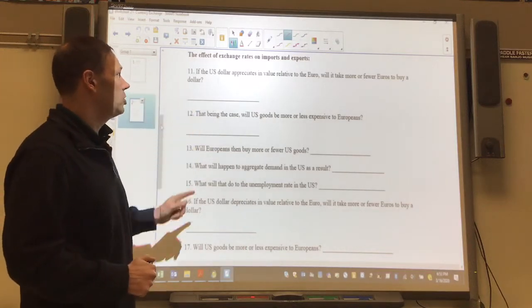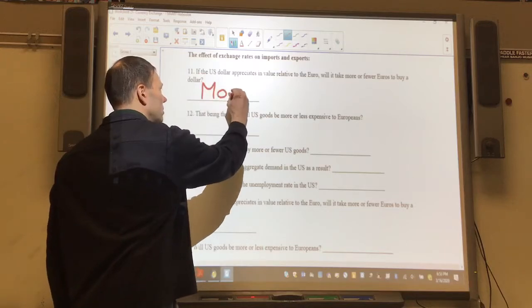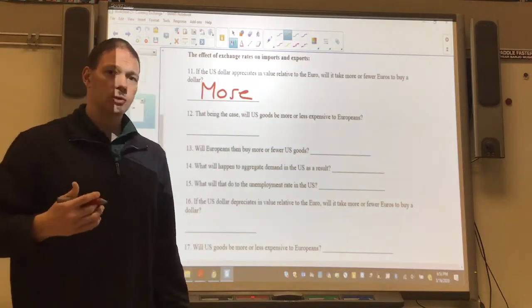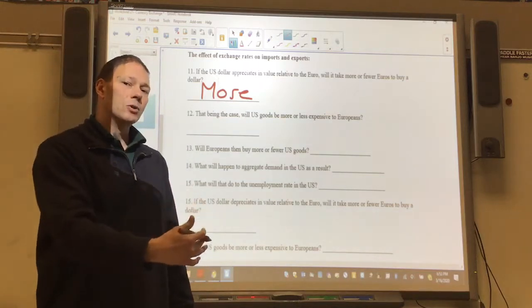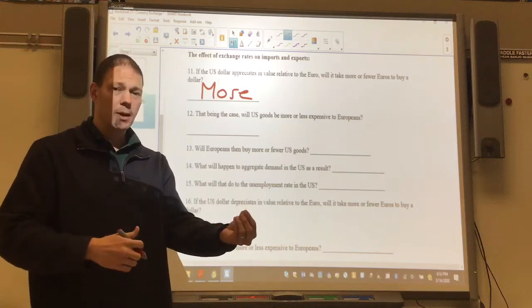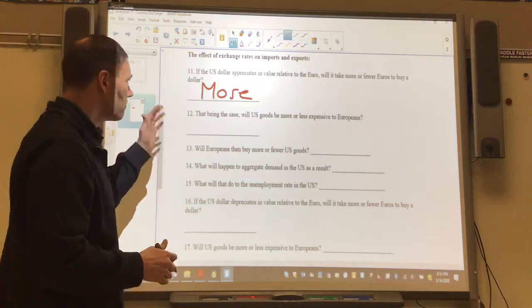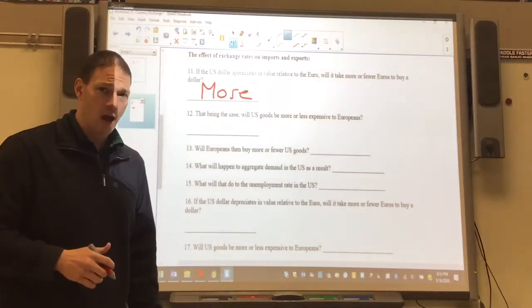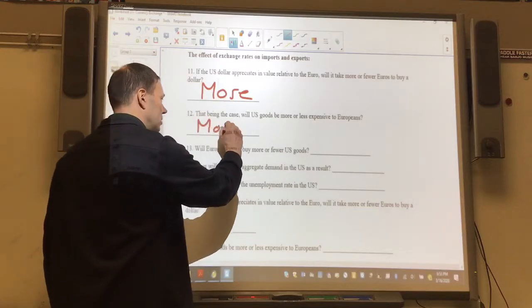If the dollar appreciates, that means it's going to take more euros to get a dollar. Remember, if your baseball card appreciated, it would take more dollars to get the baseball card. Well, we're not talking about baseball cards here, we're talking about a dollar bill. If a dollar bill appreciates, now it takes more euros to get the dollar. Well, if it takes more euros to get a dollar, that makes our stuff more expensive to Europeans.